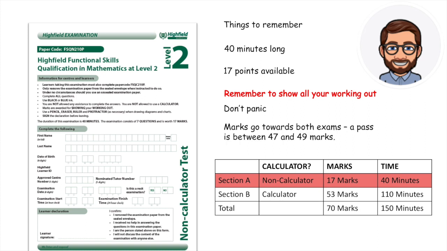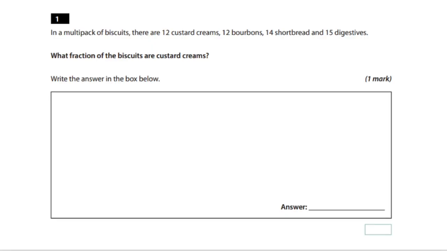A pass is between 47 and 49 marks. That's for both exams. So the non-calculator paper is 17 marks and the calculator paper is 53 marks. That's a total of 70 marks. Okay, let's do question 1.